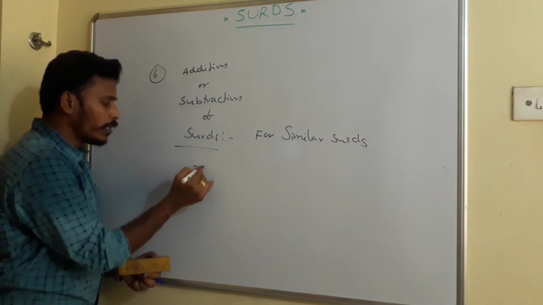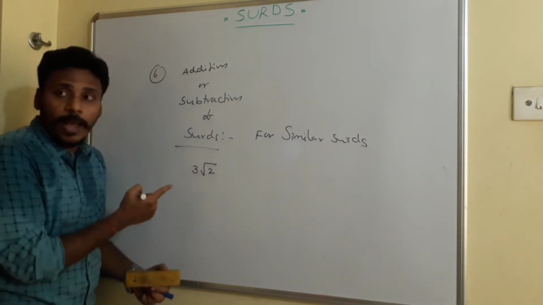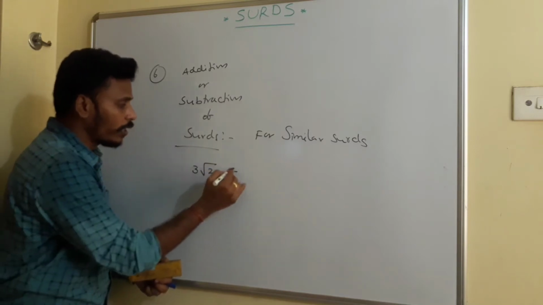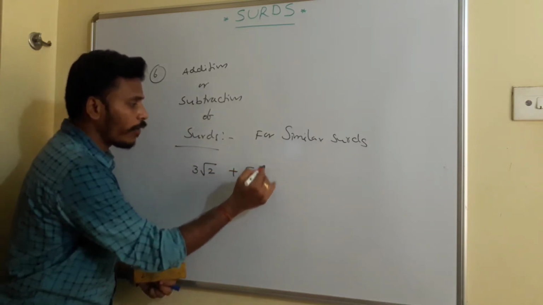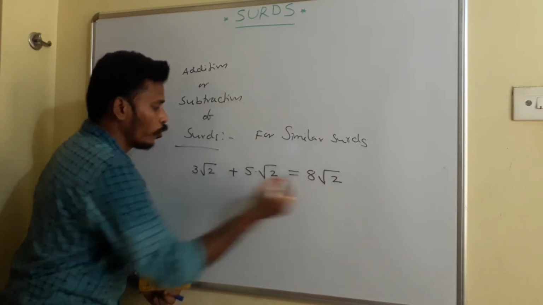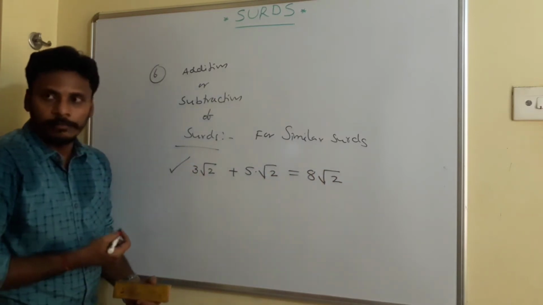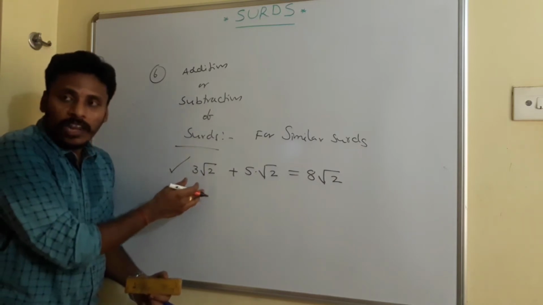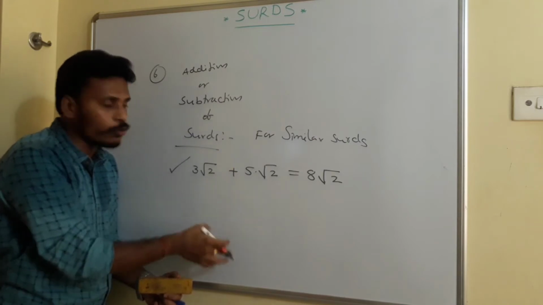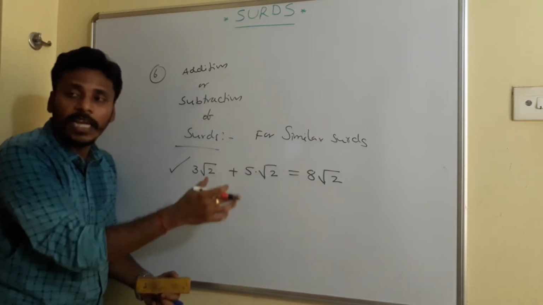For suppose 3 into root 2. Observe it, I am not mentioning it as 3 cube root 2. 3 into root 2 plus 5 into root 2. If you add, you get 8 into root 2. I think it is very clear. How many root 2's are available here? 3 root 2's. How many root 2's are available there? 5 root 2's. If you add these two, you get 8 root 2.